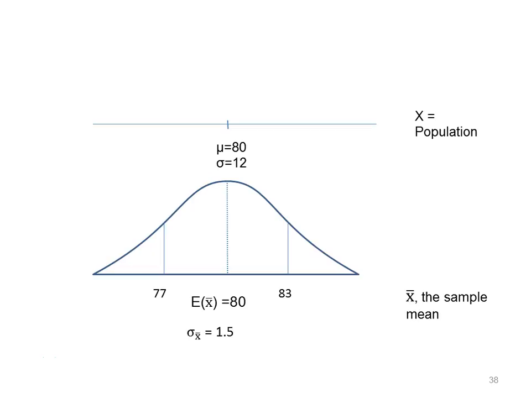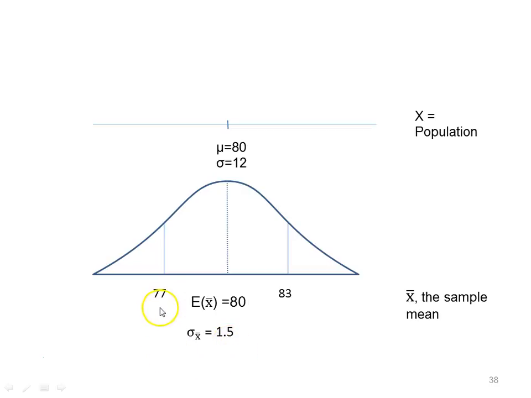Again, let's take a quick look at this graphically. I first described the population to you. The mean was 80, the standard deviation was 12. Again, we might not know what that distribution looks like, but we don't need to know in this case. We're interested in the distribution of the sample mean, x bar. Its mean is exactly the same as the population mean of 80. We calculated its standard deviation to be 12 over the square root of 64, which is 1.5.